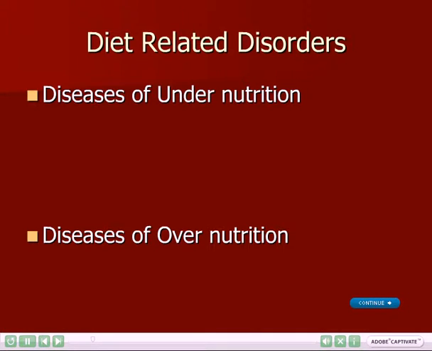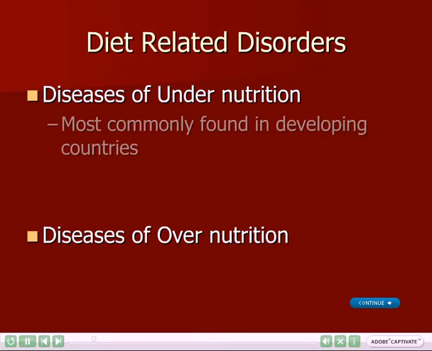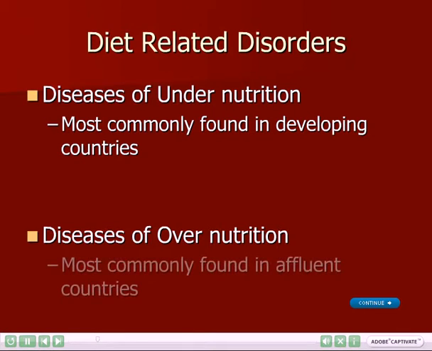There are several illnesses that can occur as a result of poor nutrition. Diseases of undernutrition are usually found in developing countries where people often do not have enough food to eat. Diseases of overnutrition are usually found in developed countries where people often eat more than they need to.